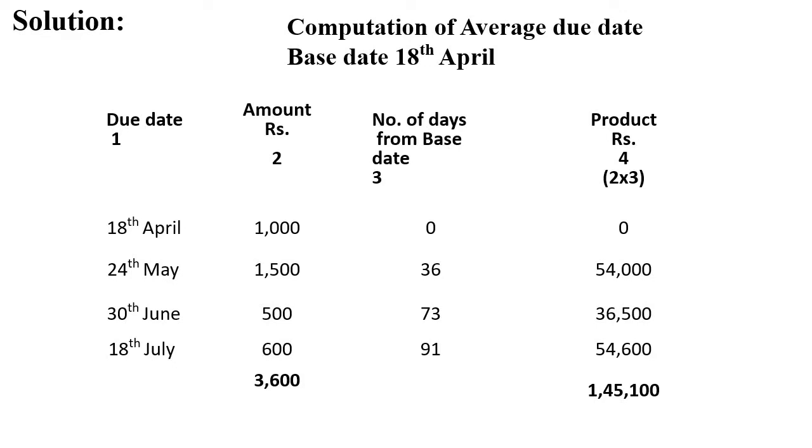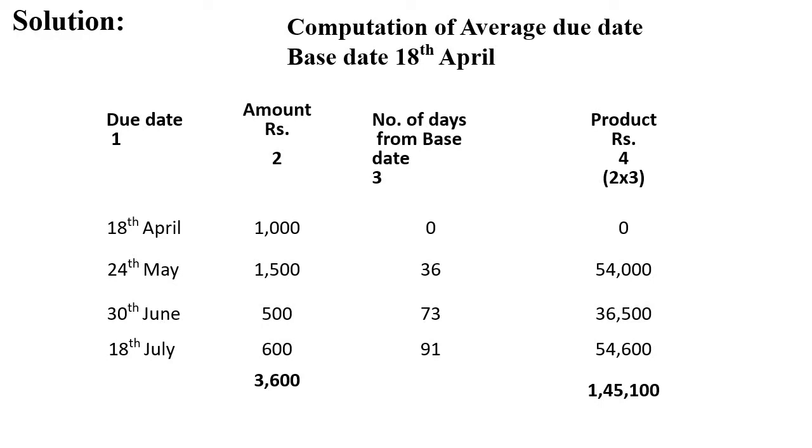Okay, so there are 4 due dates: 18th April, 24th May, 30th June and 18th July. Out of these 4, the earliest date is termed as base date. The earliest date is 18th April. So this is considered as base date for this particular problem. These due dates are already available in the problem, so we have written those things in the first column.